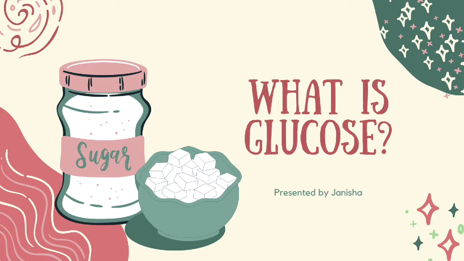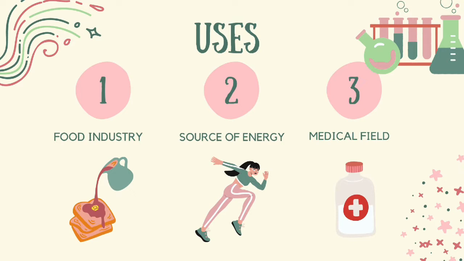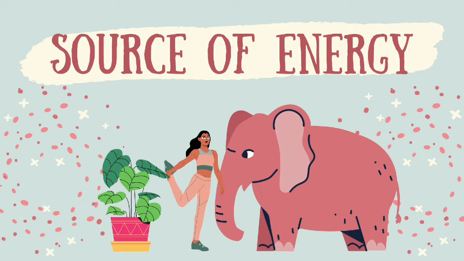What is glucose? Stay with me and we'll dive deep into the structure of glucose. Starting off with the IUPAC name (3R,4S,5S,6R)-6-(hydroxymethyl)oxane-2,3,4,5-tetrol, and its common name dextrose. Glucose has many uses, mainly in the food industry as a source of energy and medical purposes as well. In this video, we'll focus on one of the uses where glucose is used as a source of energy by humans, plants, and animals too.